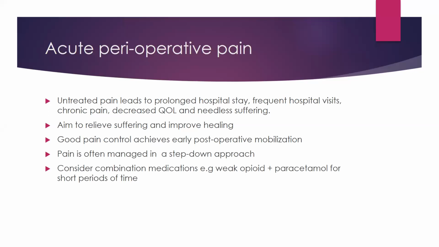Common combinations have codeine and paracetamol, tramadol and paracetamol. And you find, for example, if you look at a tablet of Tramacet, they have only 37.5 milligrams of tramadol. And the starting dose for adults is 50 milligrams. So the combination medications give us an opportunity to use very low doses of opioids and for a short time.